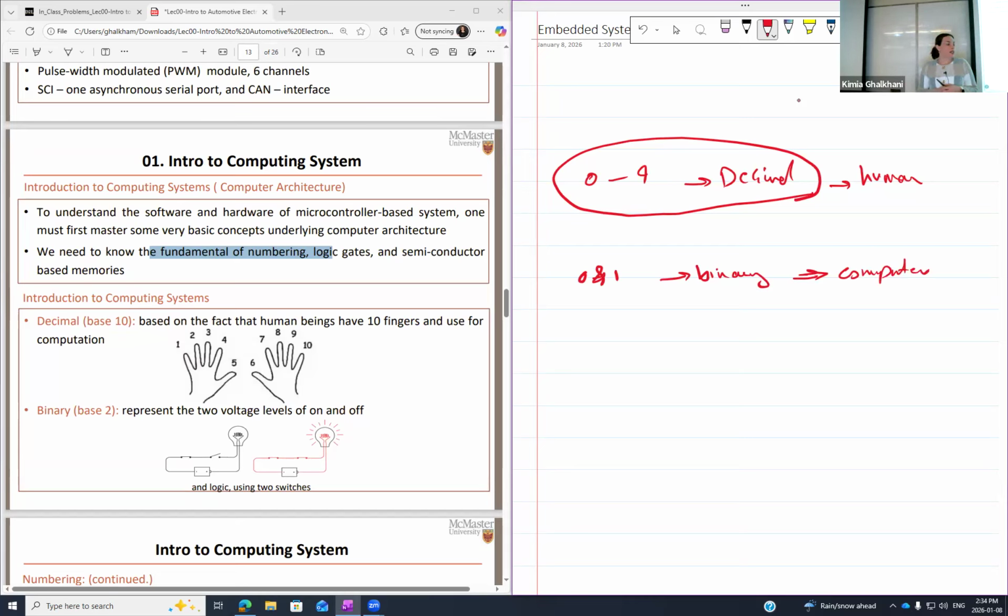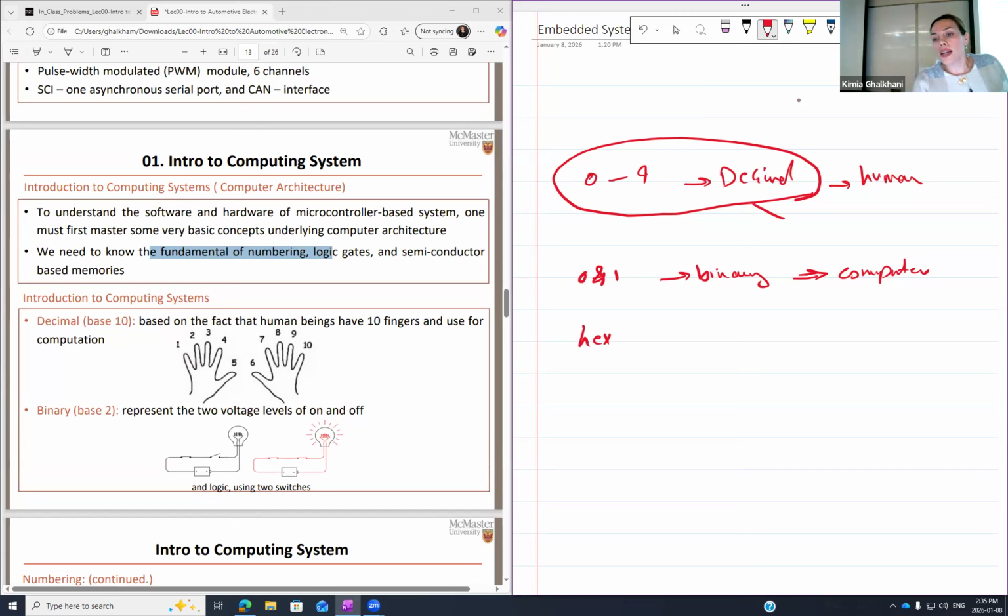So 1 and 0, or binary, is not understandable for us. Decimal, which is 0 to 9, is not understandable for a computer. You have to find a good method of communication between us and the computer. There is another numbering system which we call hex, standing for hexadecimal.